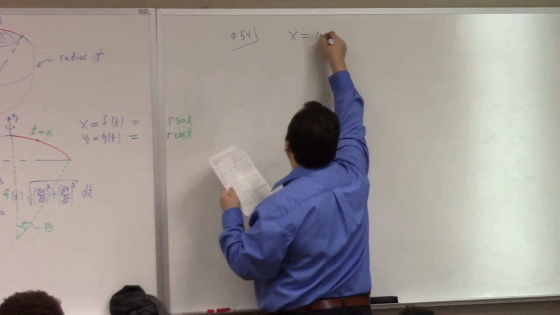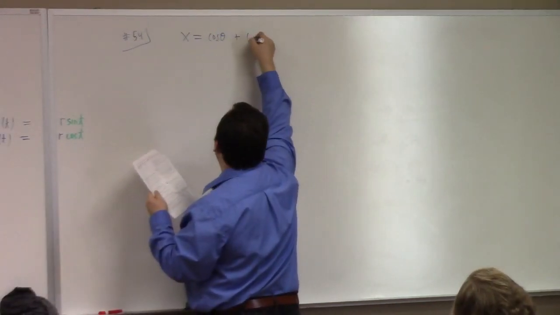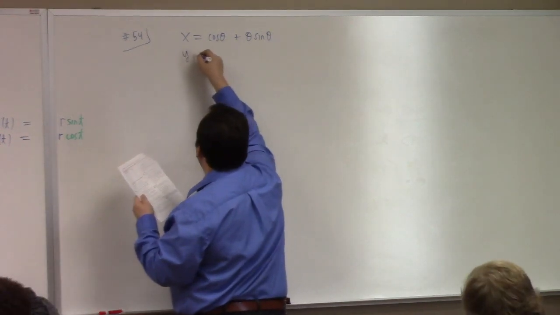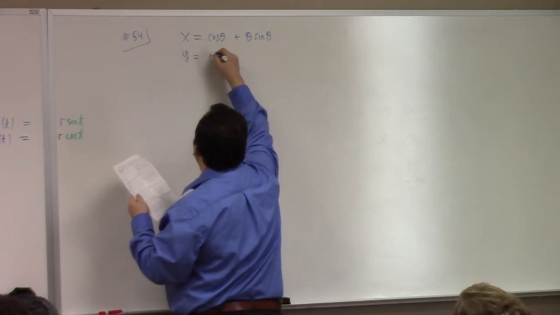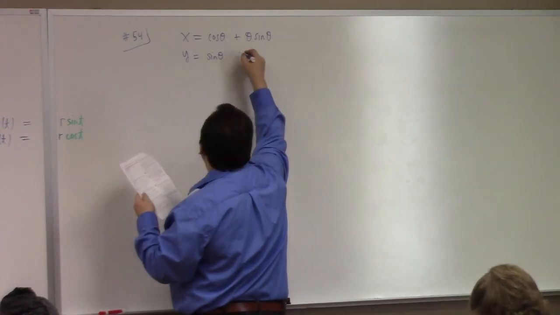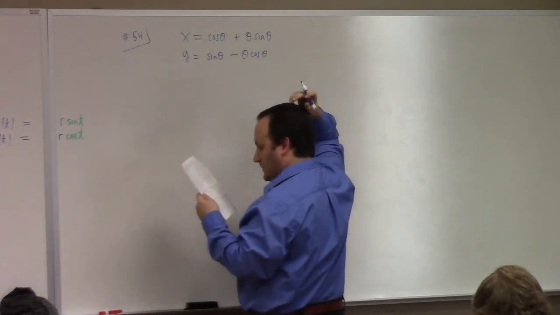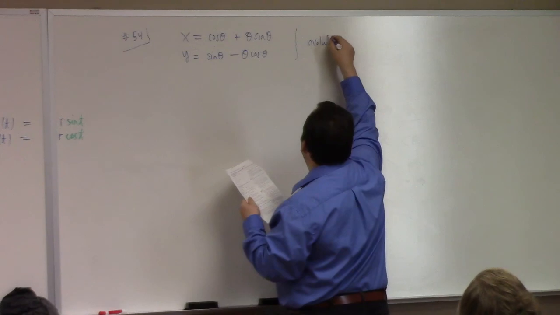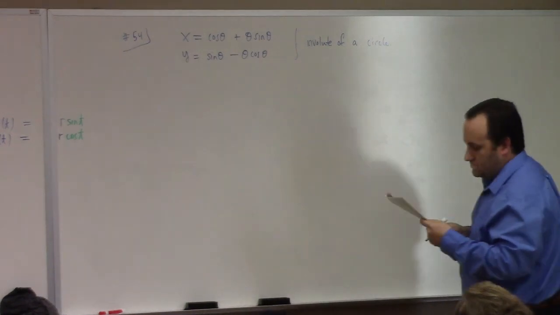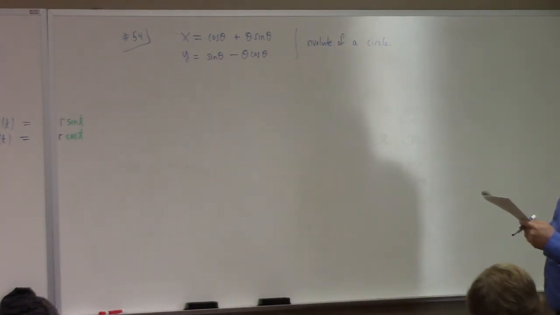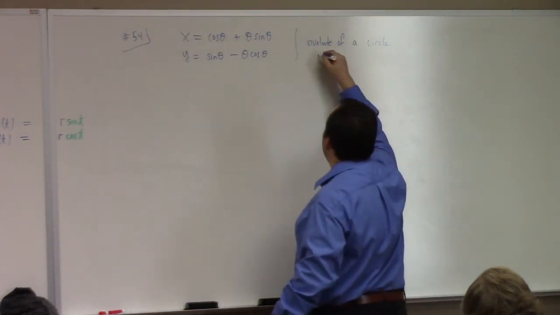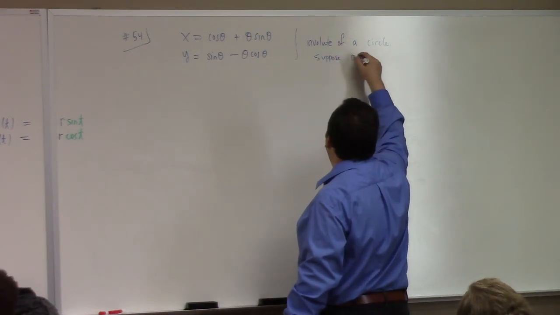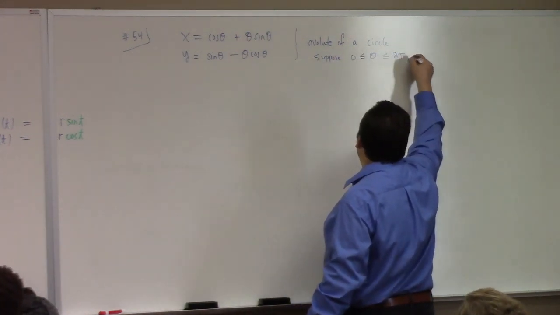We have x equals cosine theta plus theta sine theta, and y equals sine theta minus theta cosine theta. These describe, as he says, the involute of a circle. And we're supposed to find the length of the arc for theta from 0 to 2 pi. All right, so we're supposed to find the arc length of this curve.